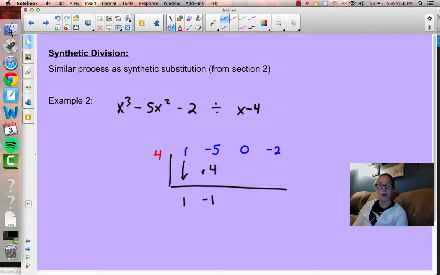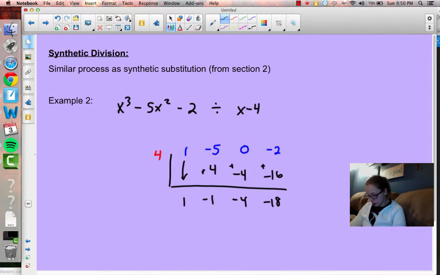4 times negative 1 is negative 4, and then we add. So 0 plus negative 4 is negative 4, and then 4 times negative 4 is negative 16, and when we add those together, we get negative 18. So this is not going to be our final answer because it's just a bunch of numbers, but this is going to tell us what our final answer is. And I think this is going to be the most helpful out of the two for you because this is what we'll use when we factor as well.